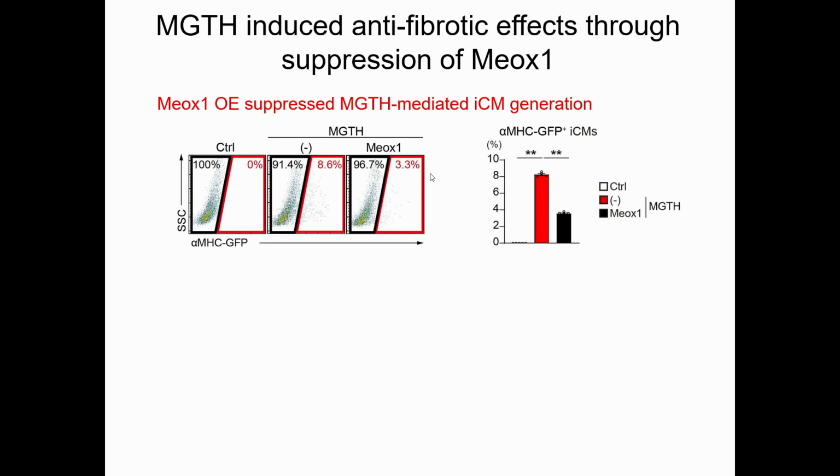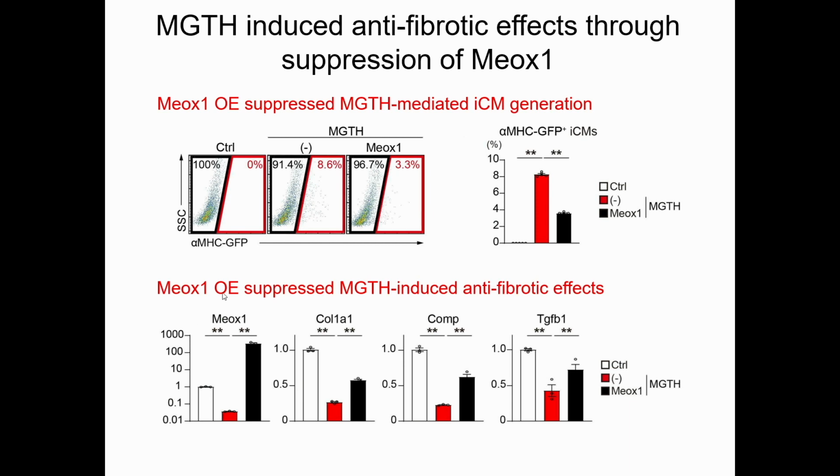These are the results of FACS analysis. We found that in the control there was no GFP, but after overexpression of MGTH, 8% of the fibroblasts started to express GFP, suggesting the reprogramming efficiency was 8% in vitro. But this was reduced or suppressed by overexpression of MEOX1, as shown here. So MEOX1 suppressed MGTH-induced iCM generation.